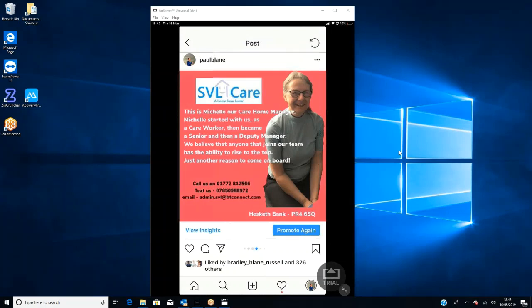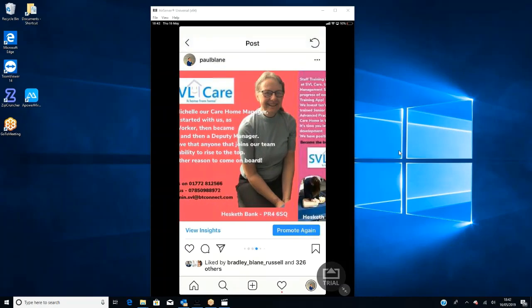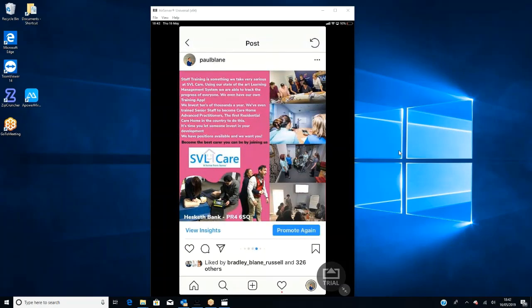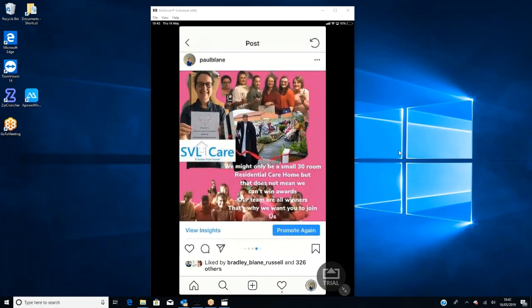Then we went down the progression route. So about the care worker, the senior, the deputy. So just another reason to come on board. So there's all these call to actions all the time. And then it went to a point where you talked about training and uniform, and the fact that you've got a learning management system or a training app, the fact that you're investing in staff all the time. And then again, the call to action, we have positions available. So it's a key moment to try and drive people to you.